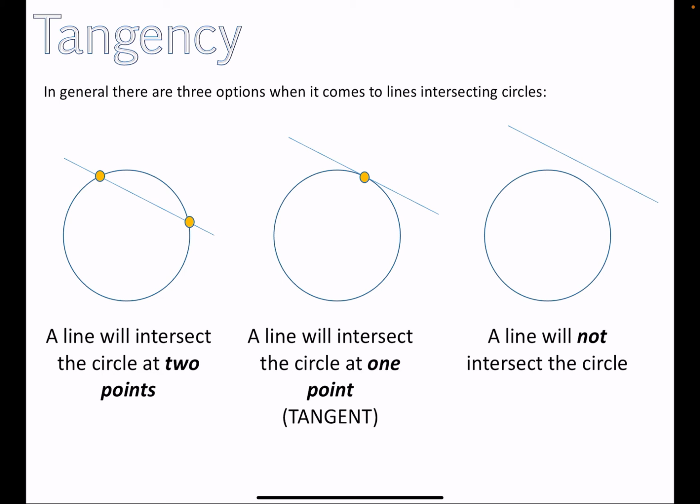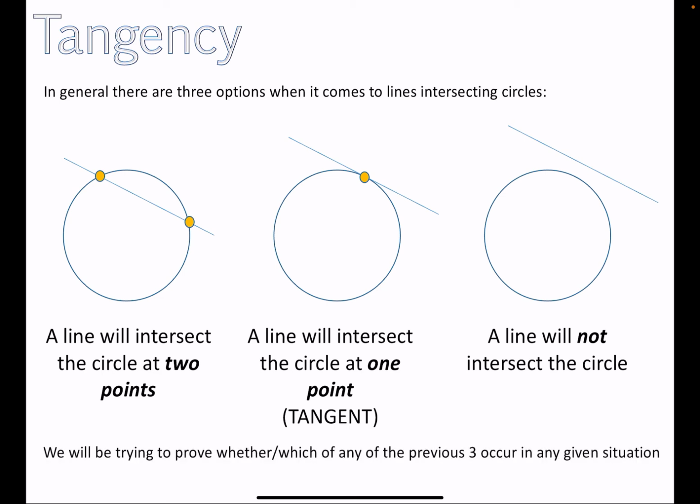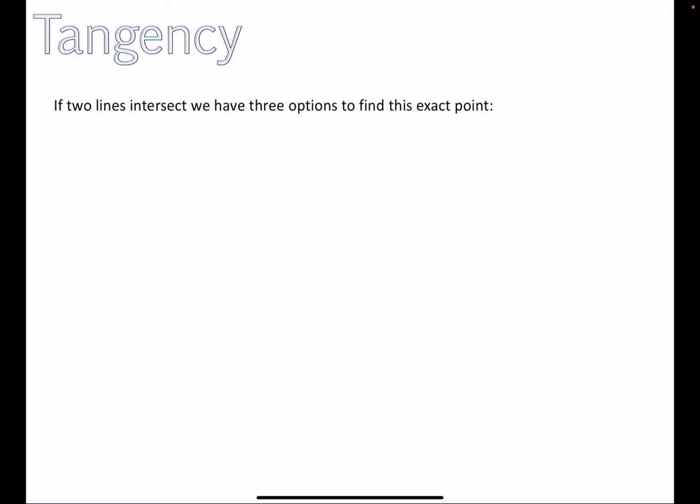We use this obviously when we're determining the nature of the roots of an equation. And in the same way, we can use that method here. So we would be trying to prove which of the previous 3 occur in any given situation. So the question will just be to determine how many times the line intersects the circle, or something along those lines.